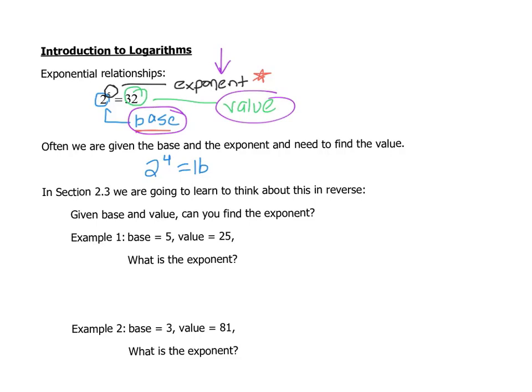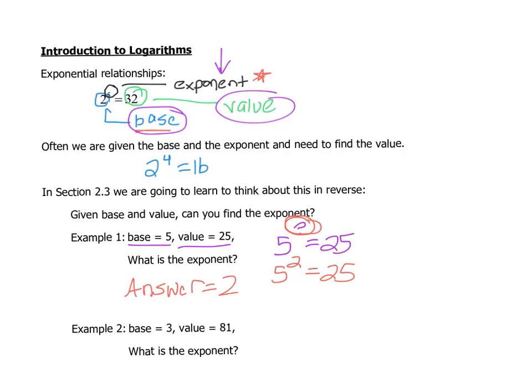So for instance, if we know our base is 5 and our value is 25, we know our base here is 5, it's raised to some exponent, and we get 25. And we want to know, what is that exponent? Well, we know 5 squared is 25. So our answer here, our exponent, that's our answer, is 2.